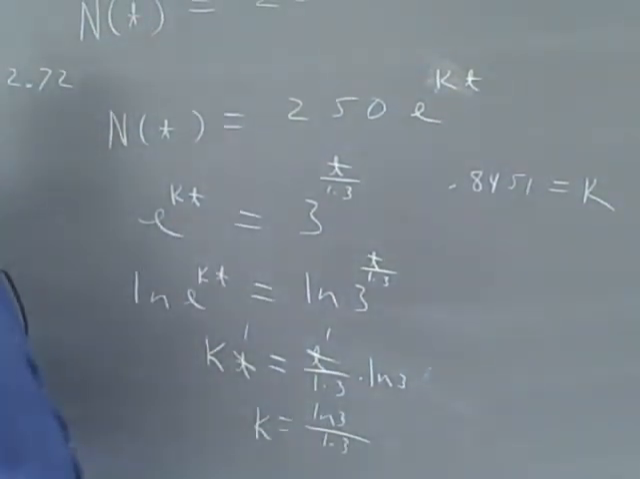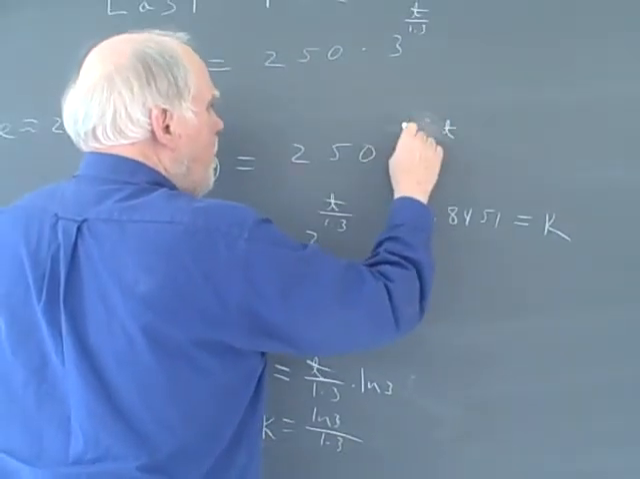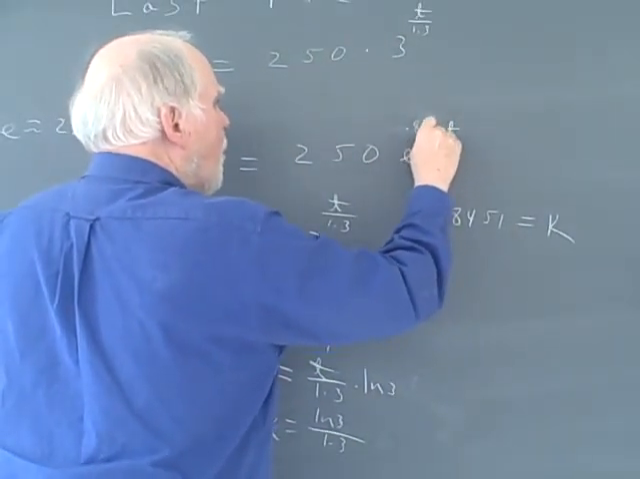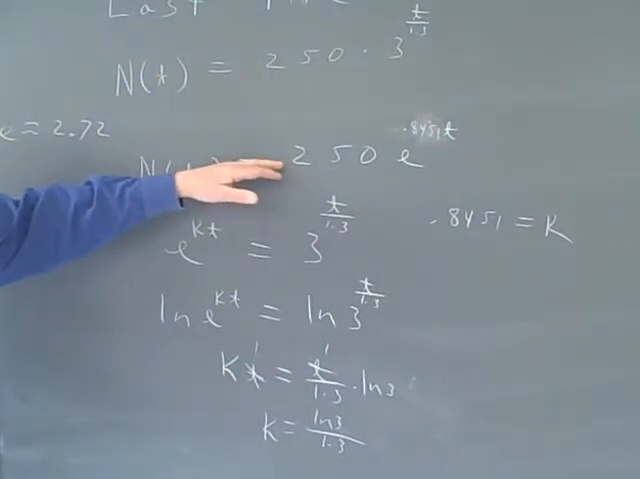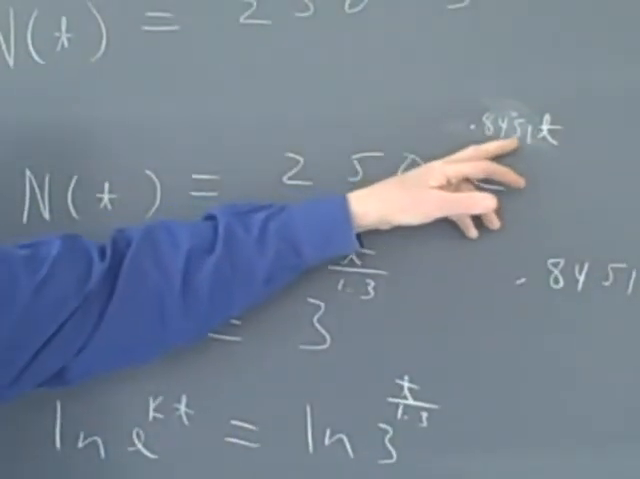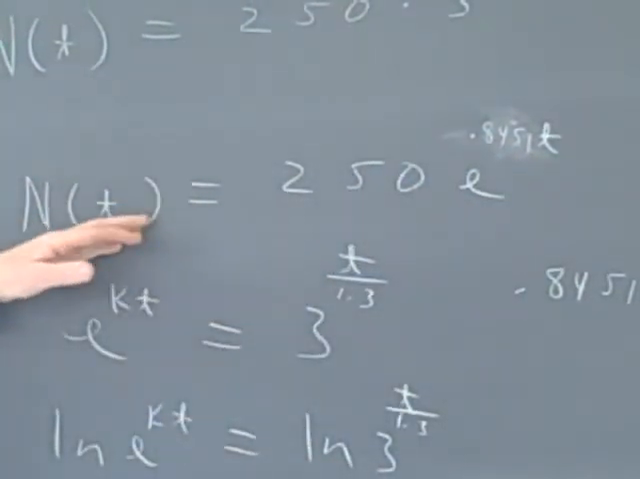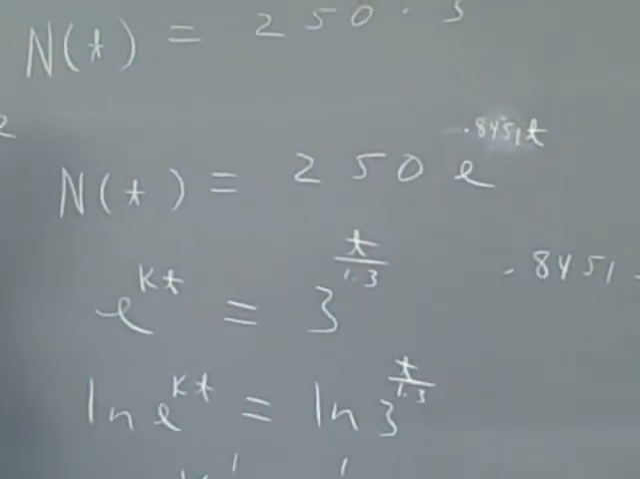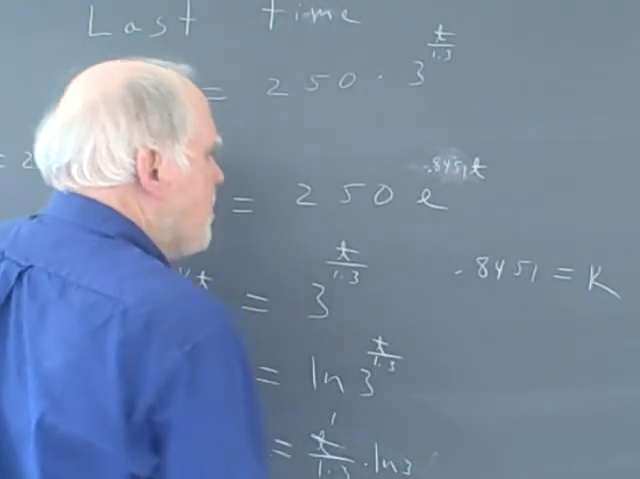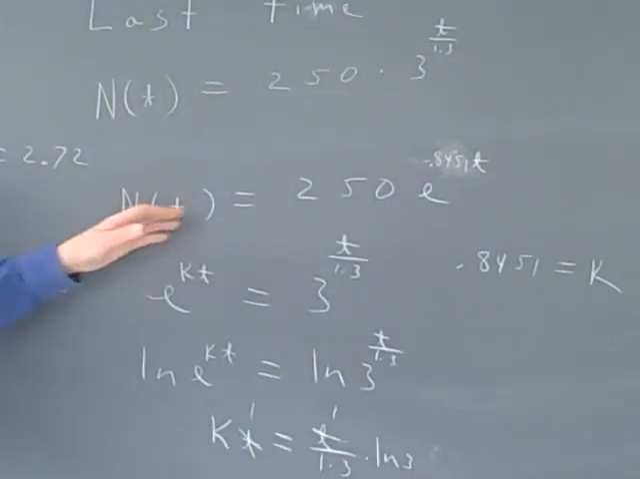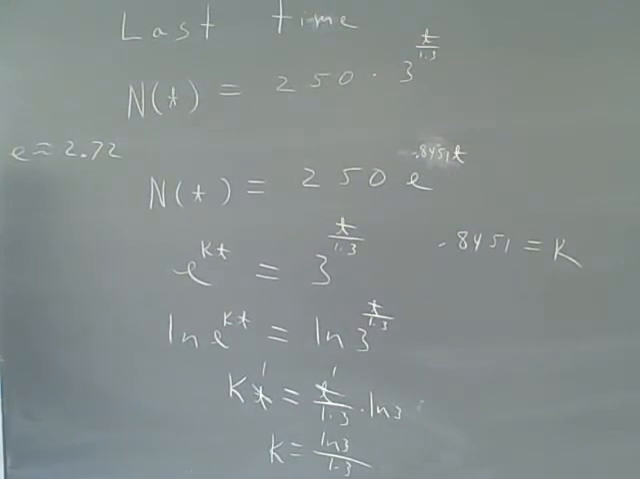So I can just go ahead and erase this and write 0.8451. And if I did the questions that we did in the last lecture with e to the 0.8451t, I'd get almost exactly the same answers. We did have to round off a little bit, so you won't get exactly the same answer, but you'll get almost exactly the same answers, using this 250 times e to the 0.8451t.